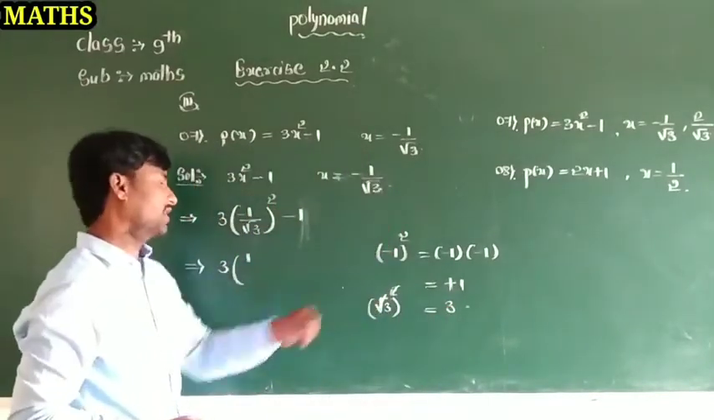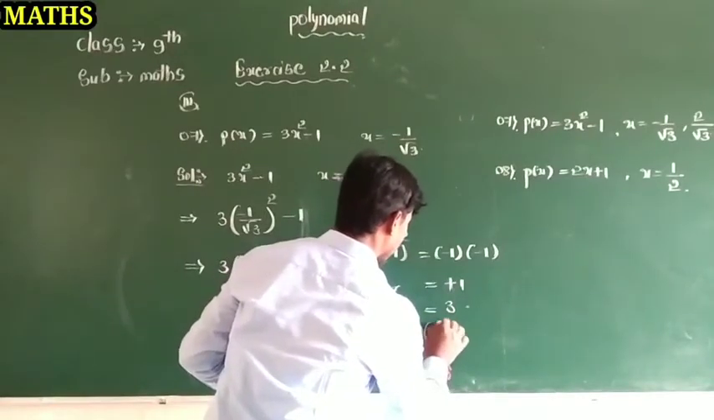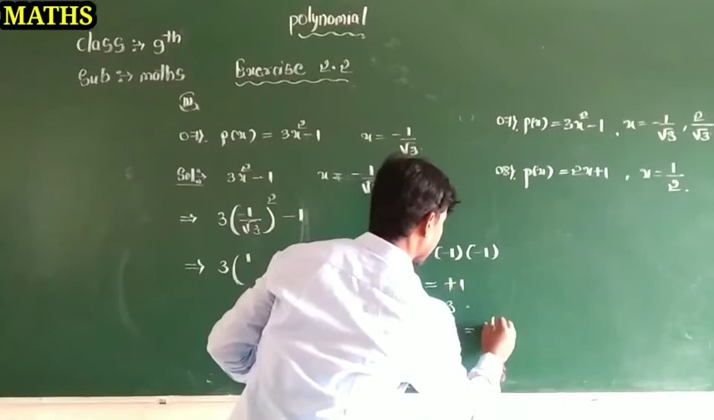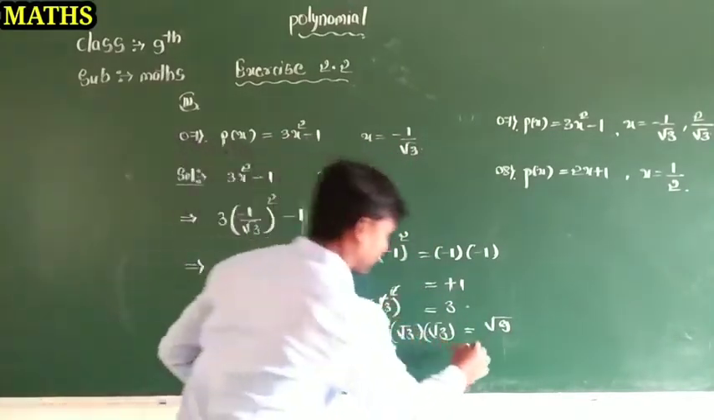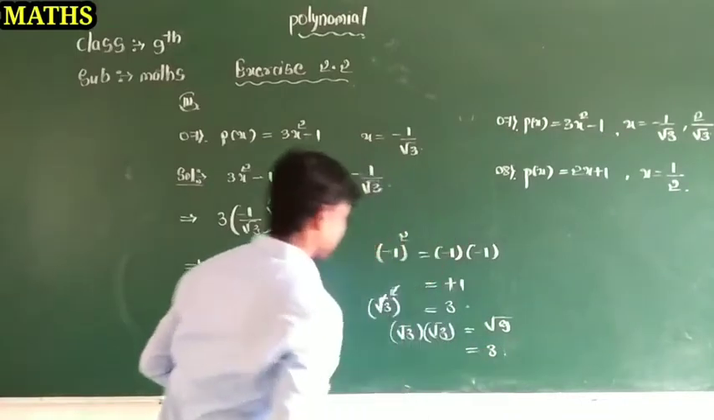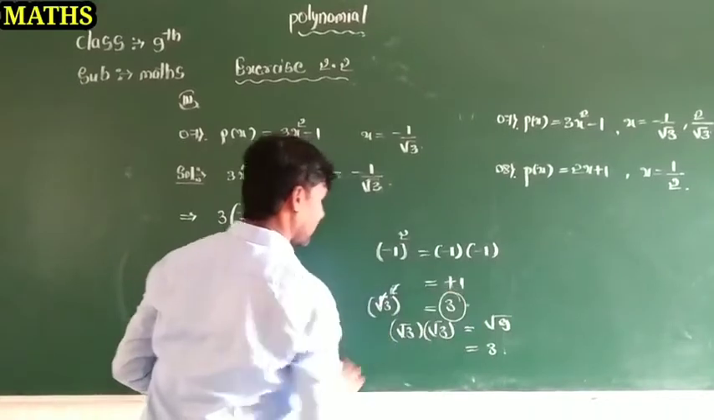The answer I wrote here is 3. How does it come? Look at the board. Under root of 3 into under root of 3, dear students, becomes under root of 9. The square root of 9 is 3. That's why we wrote that square and square root both get cancelled. Our answer is 3.